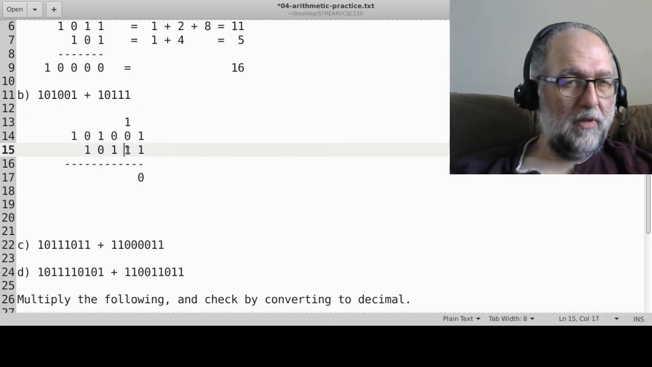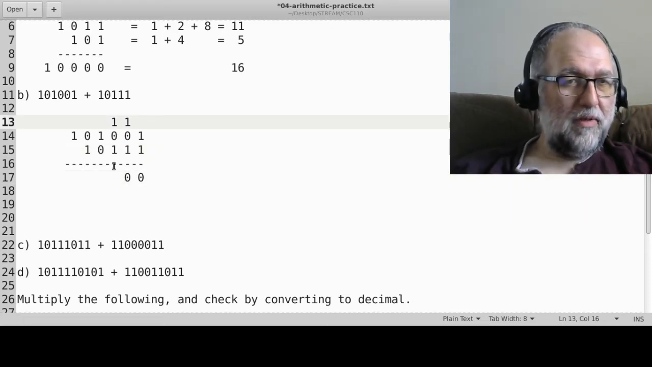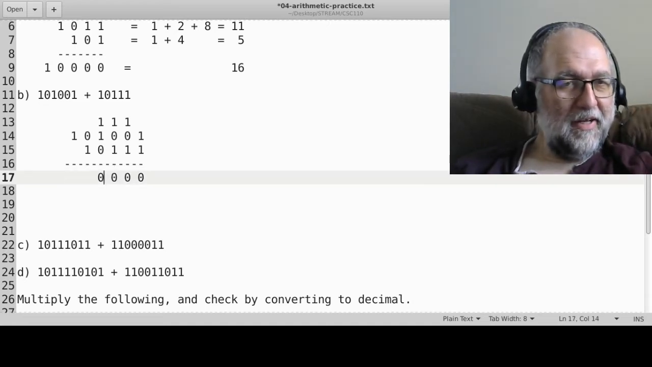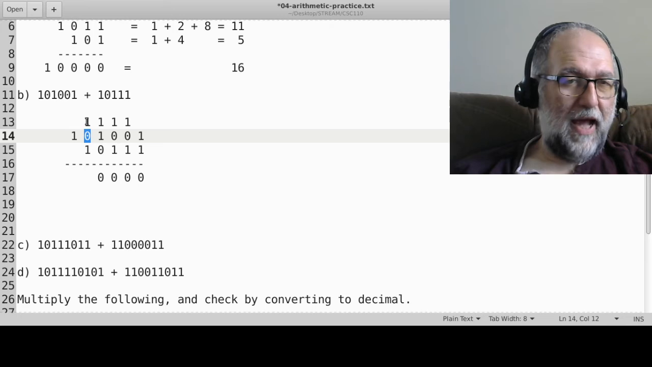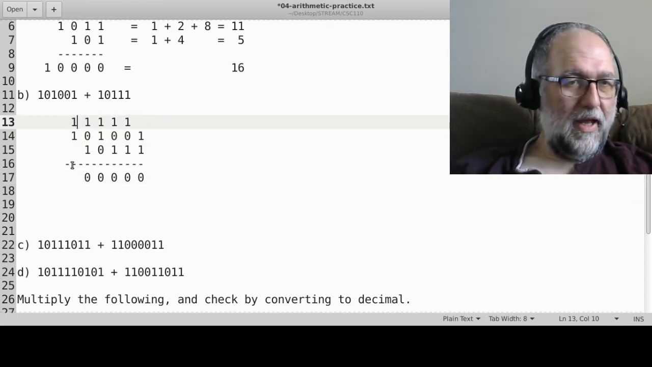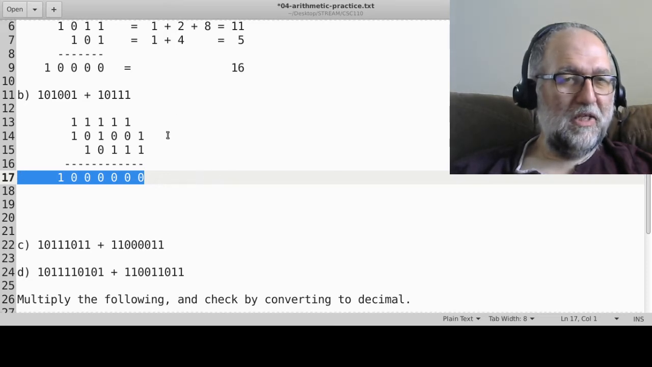Then we have 1 plus 0 plus 1 is 0, carry 1. Then 1 plus 0 plus 1 is 0, carry 1. Then we have 1 plus 1 is 0, carry 1 again. And then 1 plus 1. I'm skipping the 0 because it doesn't add anything. So 1 plus 1 is 0, carry 1. And then 1 plus 1 is 0, carry 1. This looks like another one of these special numbers.